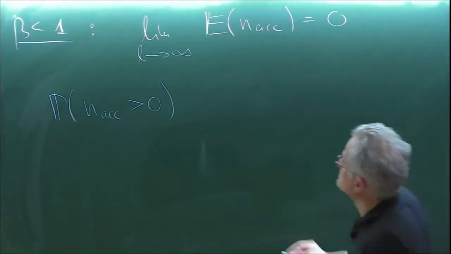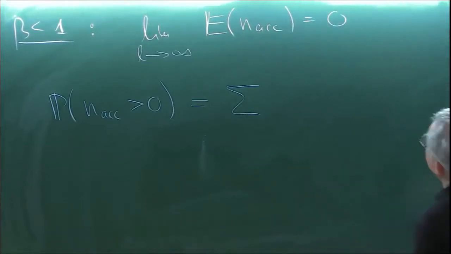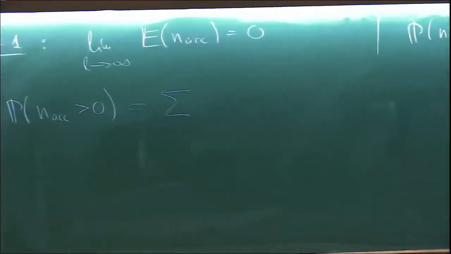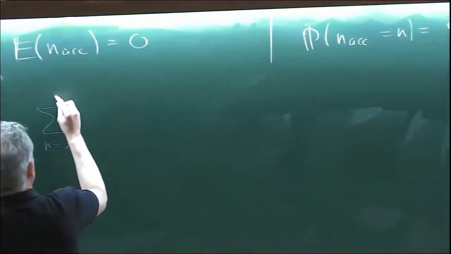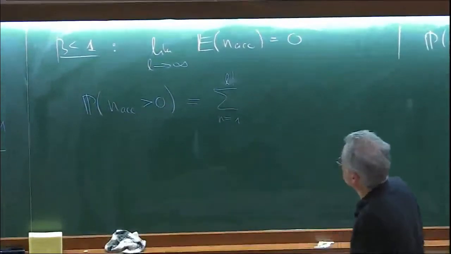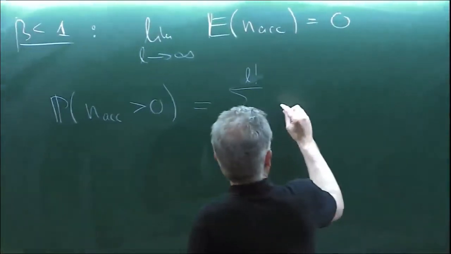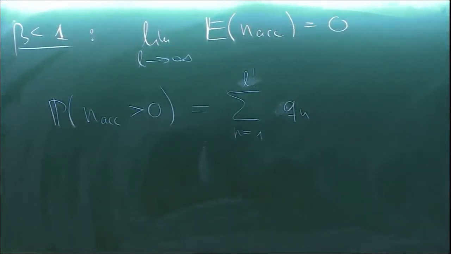So what is this? Let me briefly introduce also the full distribution. Let's say the probability that we have exactly n accessible paths, let me call this Qn. So this is equal to the sum over n from 1 up to, I guess, L factorial, but L is very large, doesn't really matter, of Qn. So this is the probability that n is not equal to 0.